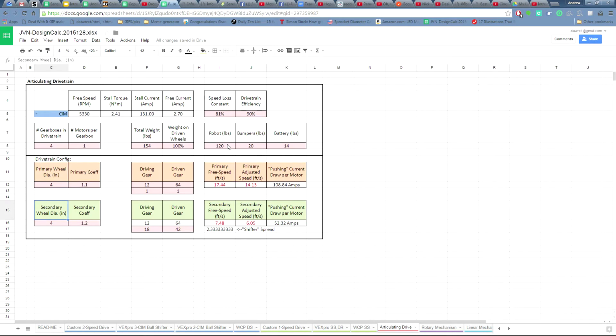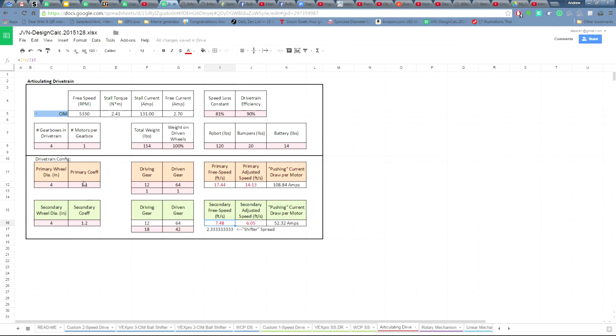Alright, so it says your primary wheel diameter, and that's going to be your base one. Your secondary wheel is the one that's going to be articulated. And you have separate speeds, or separate ratios and gears, for each one. You'll notice that in most articulating drives, unless you have a 1-to-1 ratio on your secondary wheel, you're going to have essentially a built-in shifter. So your primary speed should be higher than your secondary speed. But that's just how that's going to work.